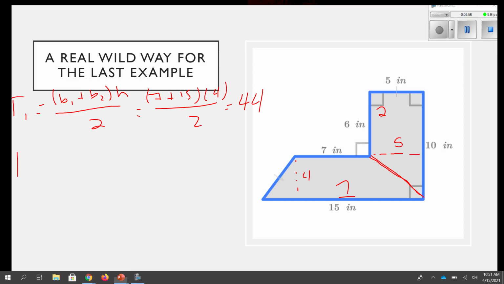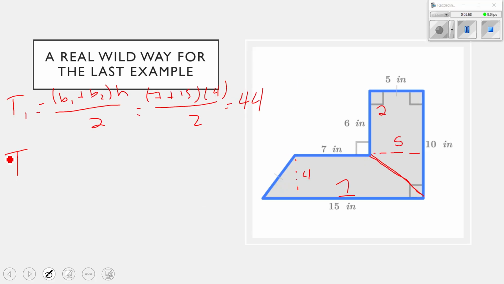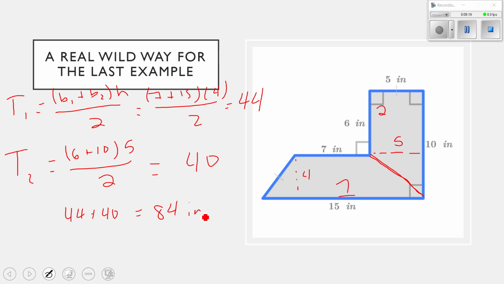Trapezoid 2 is equal to base 1 is 6, base 2 is 10, height is 5, divide by 2, and that's going to equal 40. 44 plus 40 still equals 84 inches squared.